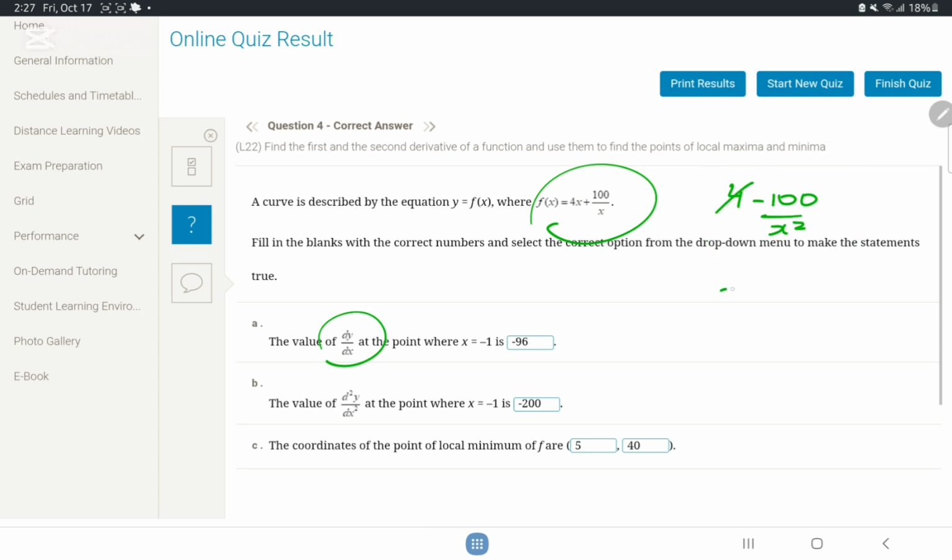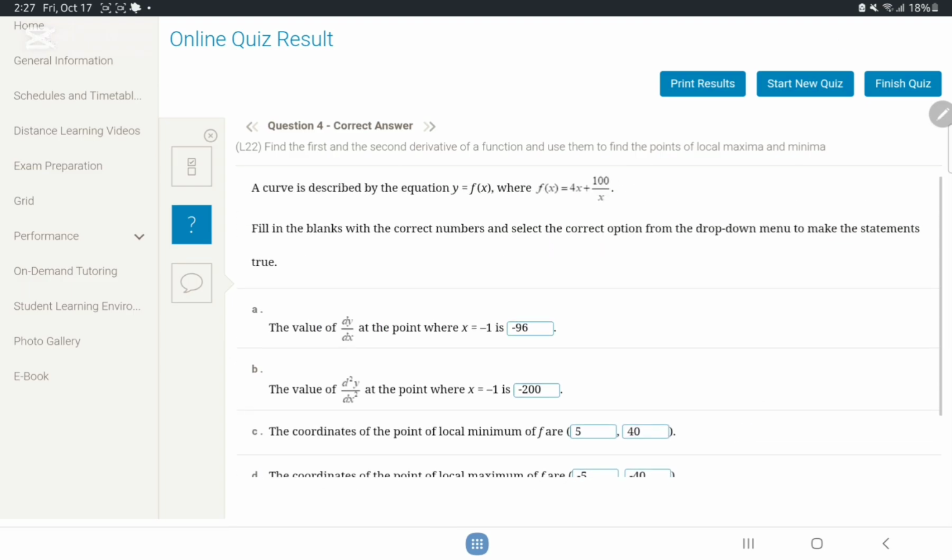So we cancel out the 4, so it will be negative 100 multiplied by x to the power of negative 2. Negative 2 here, so negative 2 times negative 100 multiplied by x to the power of negative 2 minus 1. So negative 3 over x cubed. So negative 2 times negative 100, negative, positive. So it will be 200 over x cubed. Substitute by negative 1, so negative 1 cubed, so negative 1. 200 divided by negative 1 will get you negative 200. Here we have local minimum and local maximum. They're asking us for that.